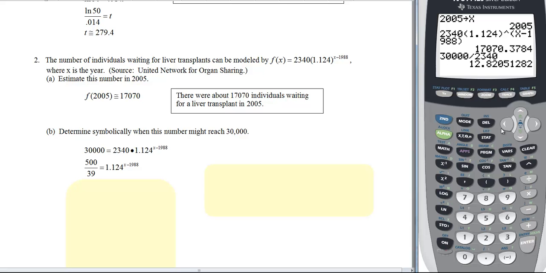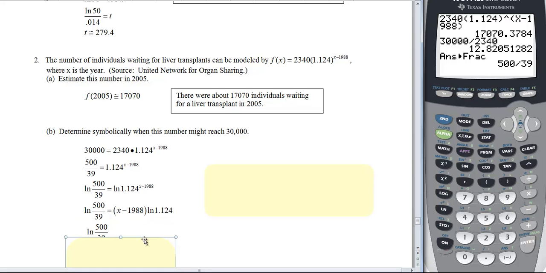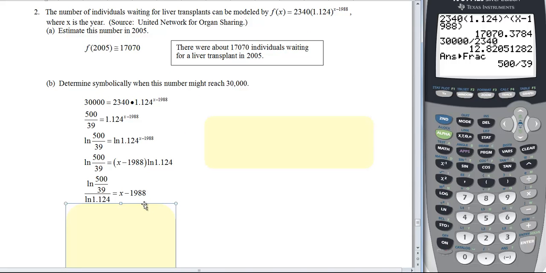I'm going to first hit enter. Notice it's not really a nice decimal, so if you go frac it, that's where that came from. So the base raised to unknown exponent is isolated. So now I need to take log of both sides, and knowing me, I've done ln to free out the exponent. And if you remember from the logarithmic equations, I'm going to divide both sides by this right here, and then add 1988.